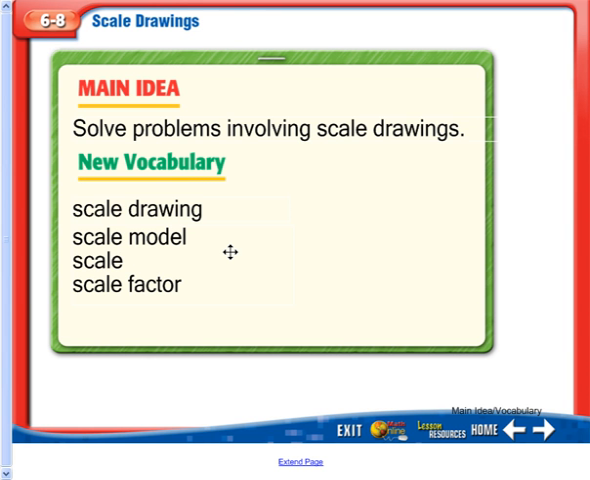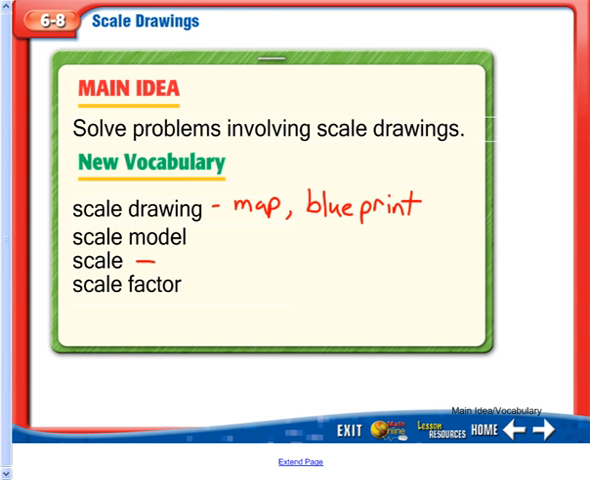So something that would be much smaller than it actually is might be, say, a map, or maybe a blueprint. Those are kind of just an outline of what, say, a room or a house or maybe a porch would be like. Scale model is the same thing, but it's a model. If you've ever heard of model cars or model airplanes, they're little cars that are much smaller than an actual car.